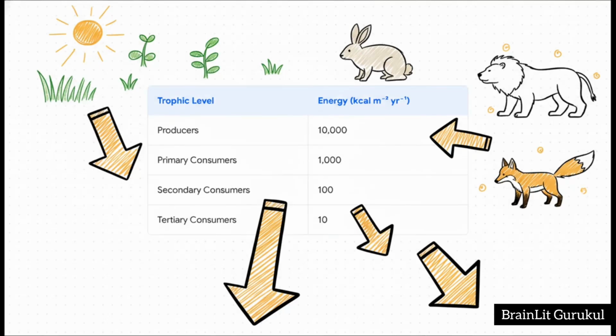Let's look at some actual numbers. In a classic grassland like this one, the math is crystal clear. If the producers start with 10,000 kilocalories of energy, the primary consumers get just 1,000. The secondary consumers get 100, and the poor tertiary consumers are left with only 10. And take a good look at this table, because this is exactly the kind of data interpretation question you'll see, especially in Part C of your exam.